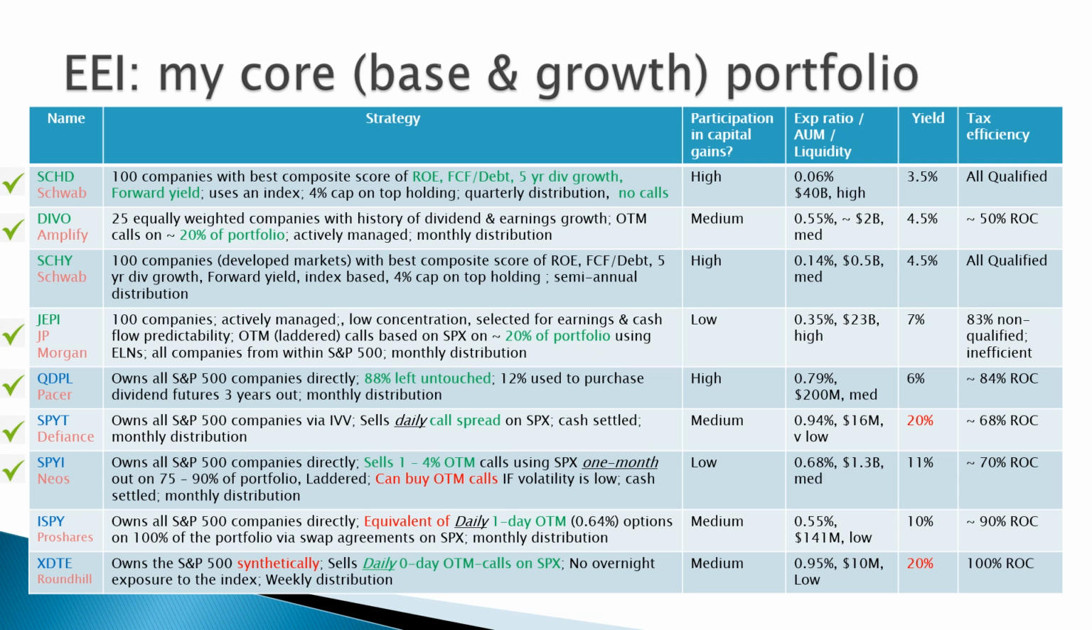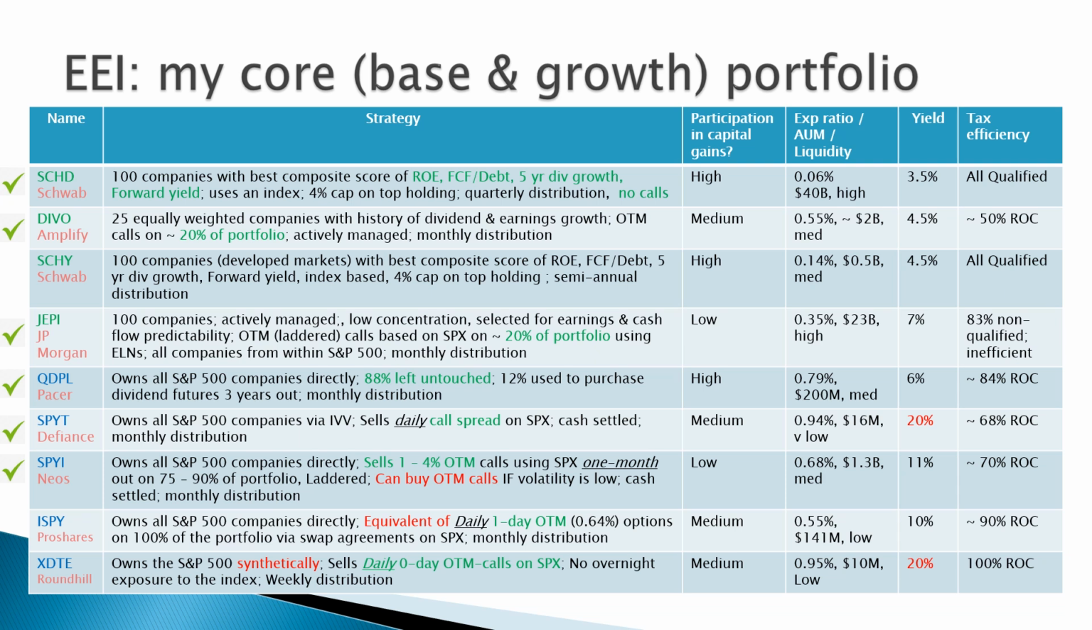SPYI is from a company called Neos that I respect. They generally consist of people who specialize in options. Many of them have come from PIMCO and so on. What they do is they own all 500 companies directly. They sell out of the money calls 1 to 4% using again the index, which is a positive thing. Up to 1 month out using a laddered call strategy, which is very good.